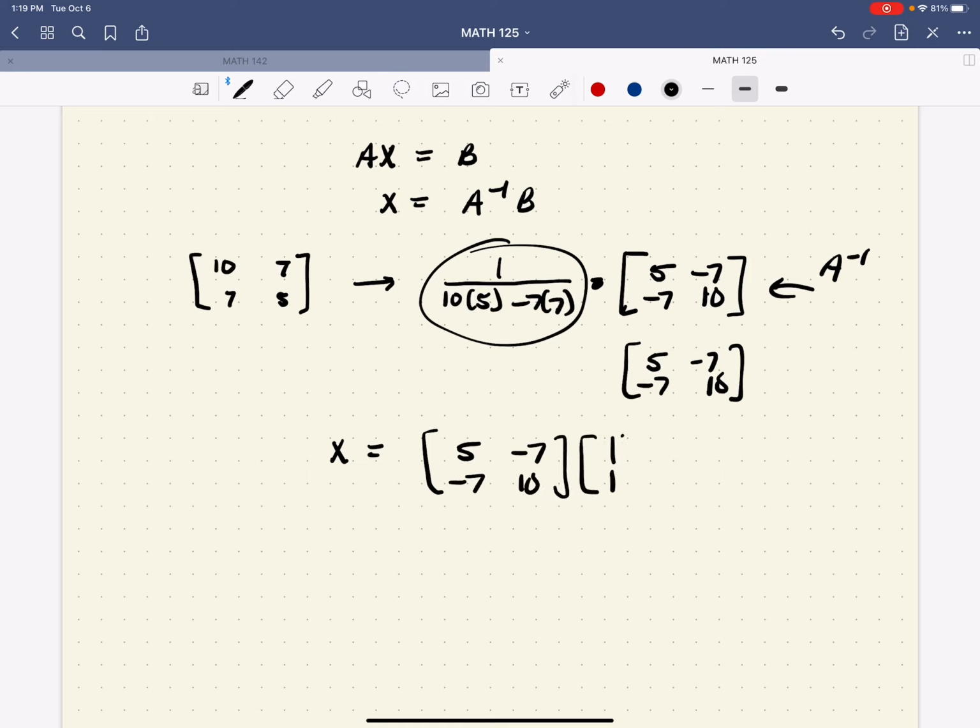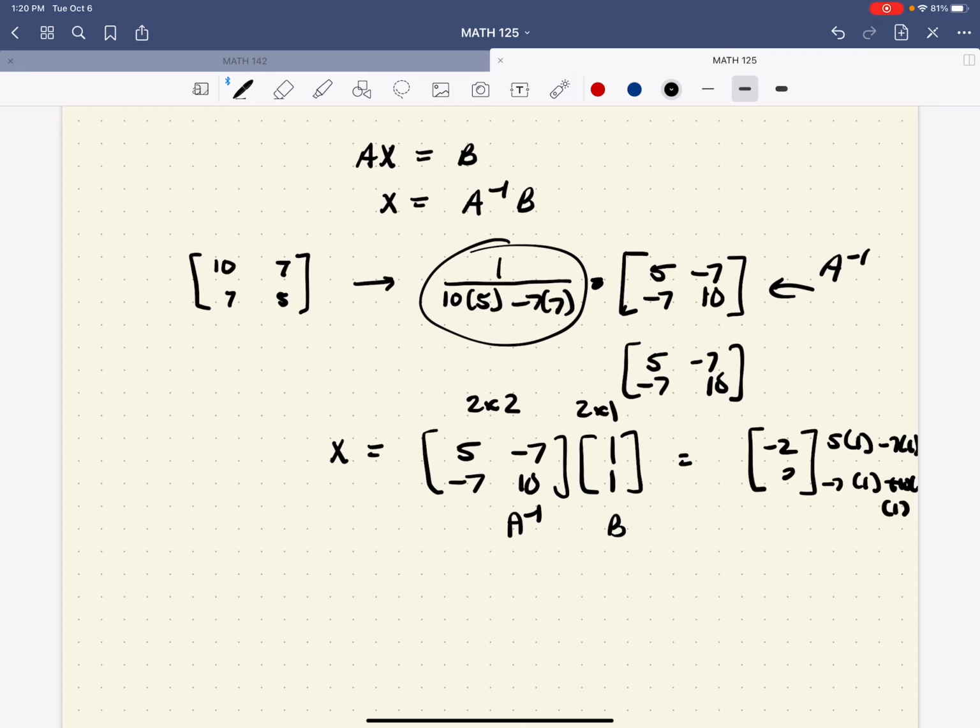times the B matrix, which is [1; 1]. So this is A inverse, this is B. And we know that when we multiply these together, we get a 2 by 2 and a 2 by 1, so our result is going to be a 2 by 1, which is what we want. So this first entry is 5 times 1 minus 7 times 1, which is negative 2. And negative 7 times 1 plus 10 times 1, and that gives us 3.